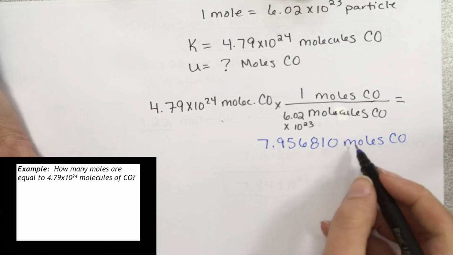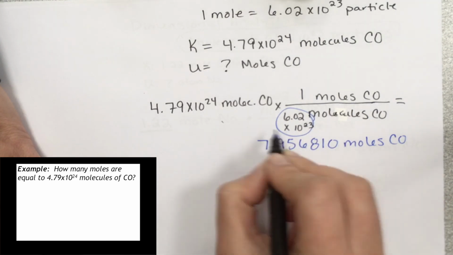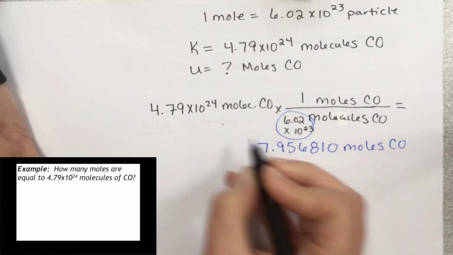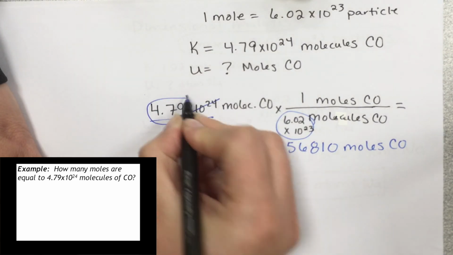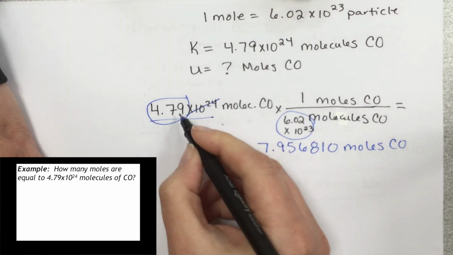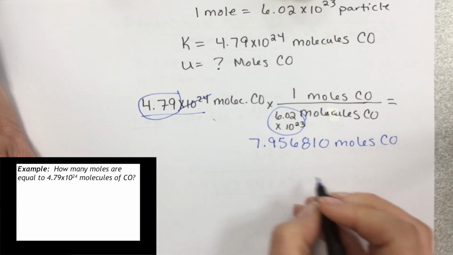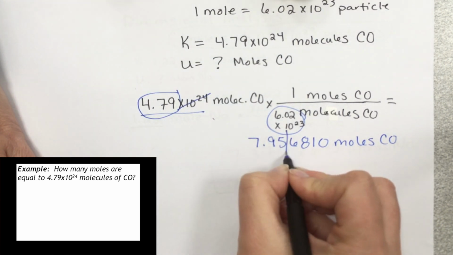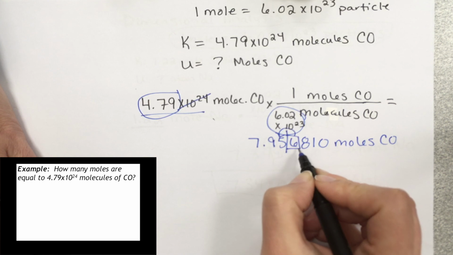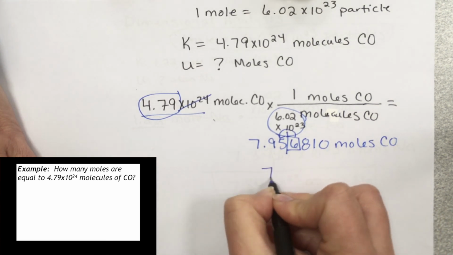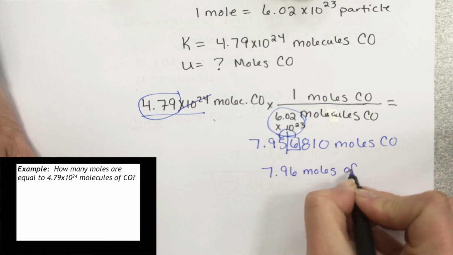This is our answer. However, we do need to take into consideration significant figures. Again, this is a constant, so we consider those infinite. This is not, however. We're looking at this. Since we're multiplying or dividing, significant figures is what we count, not digits past the decimal. So we have 3 significant figures here, 1, 2, 3, so it needs to be cut off here. We're going to take a look at this number real quick to see if it'll round this up. It does. It is 5 or greater. So the actual answer is 7.96 moles of carbon monoxide.